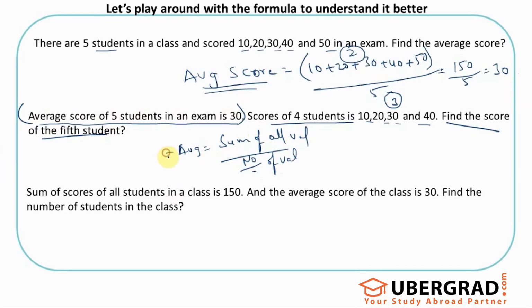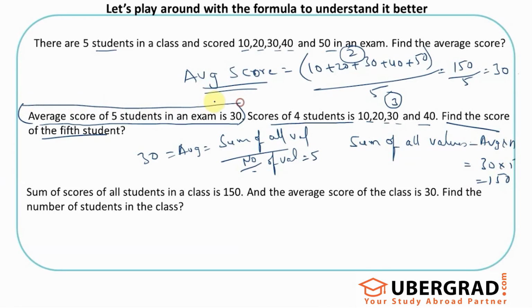I know the average is 30 and I know the number of values is 5. So the sum of all values should be average into the number of people. So that is 30 into 5, which is 150. That's the information I can derive from this. So if there are 5 students and the average score is 30, then immediately understand that the sum of scores of all 5 students should be 150. But I cannot comment on individual scores with just this piece of information.